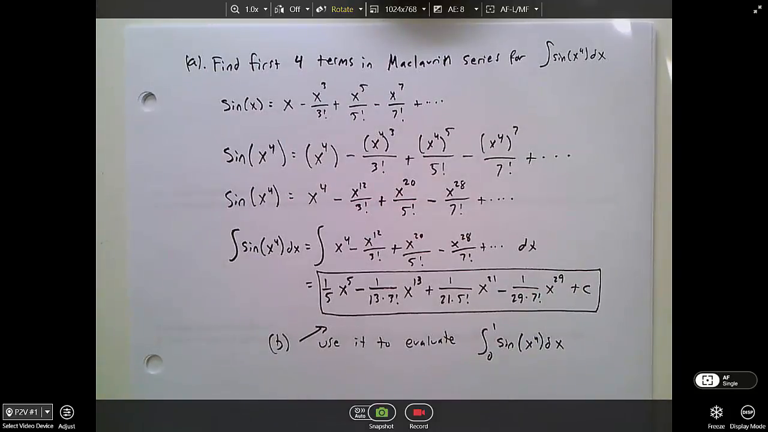So part B says, use that approximation to evaluate the definite integral from 0 to 1 of sine of x to the 4th dx. So my advice here is just evaluate it the way you would anything. This is the antiderivative, so you've already found that. So now you can just go ahead and evaluate it at 1 minus it evaluated at 0. And here's what the solution looks like on the next page.